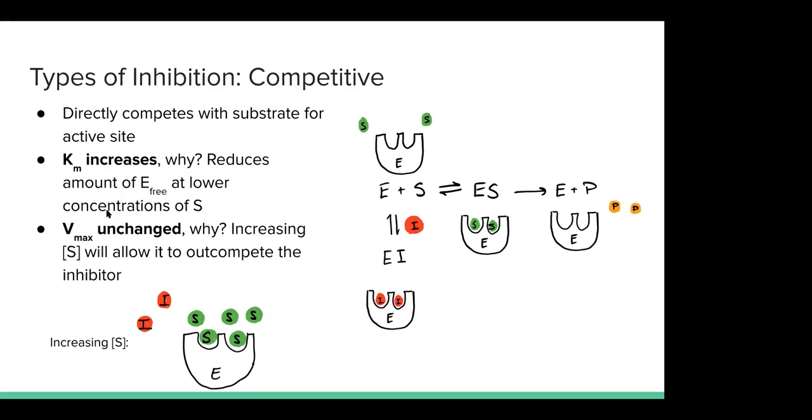Yeah, I can repeat that. So what I'm saying is that the inhibitor is directly competing with the substrate. Because it's competing with the substrate, there's less of the free enzyme available. And because there's less free enzyme available, more substrate is needed to supply the reduced amount of the enzyme to reach Vmax over 2. Does that make sense?